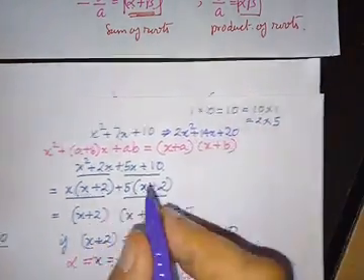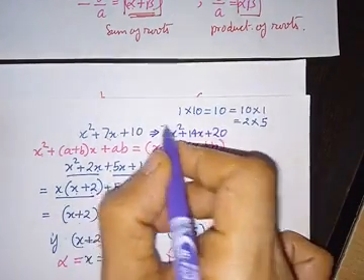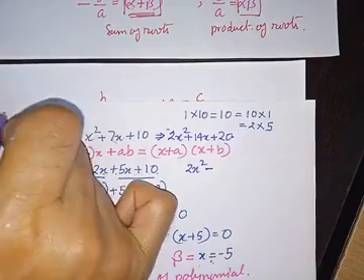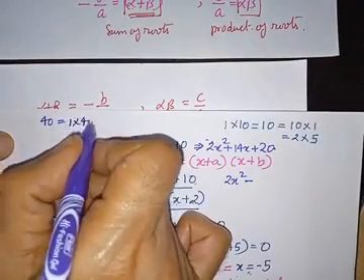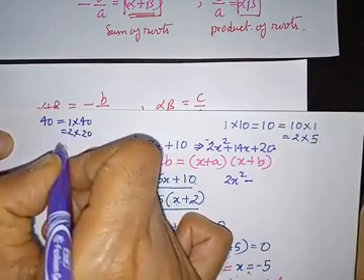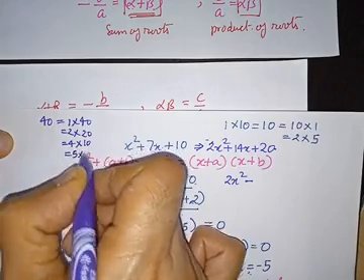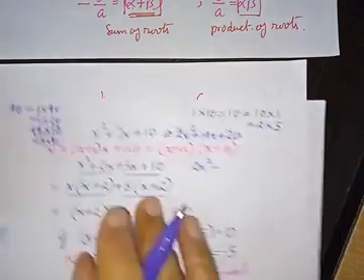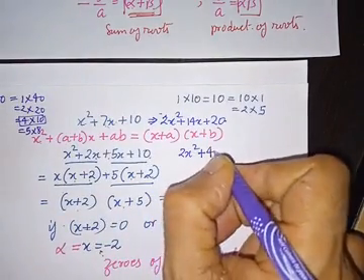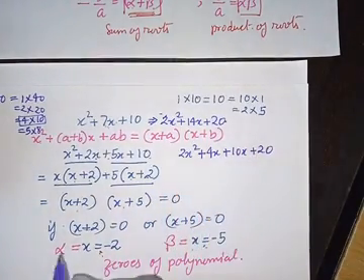So now what will the factors of this be? 2x square. Now the coefficient of x square is 2 and the constant is 20, so the product is 40. The factors of 40 are 1 into 40, 2 into 20, 4 into 10, or 5 into 8. Here we get 14 as a sum. So plus 4x plus 10x plus 20.